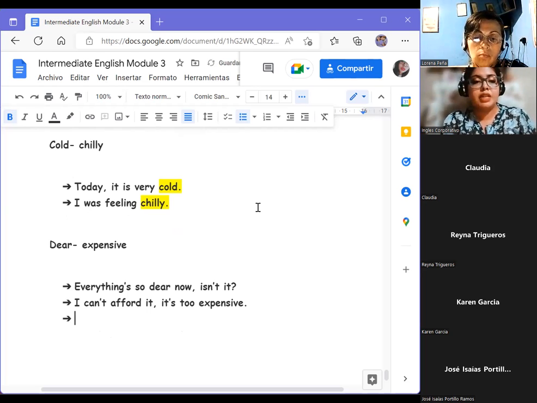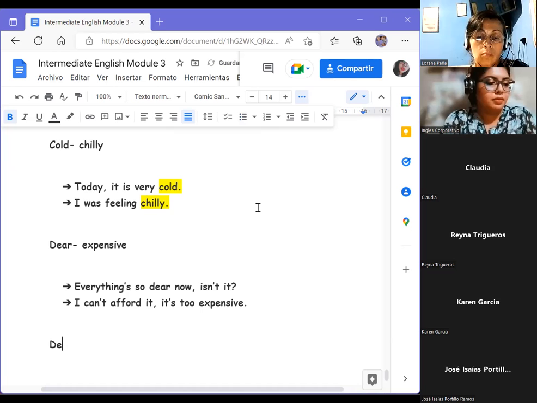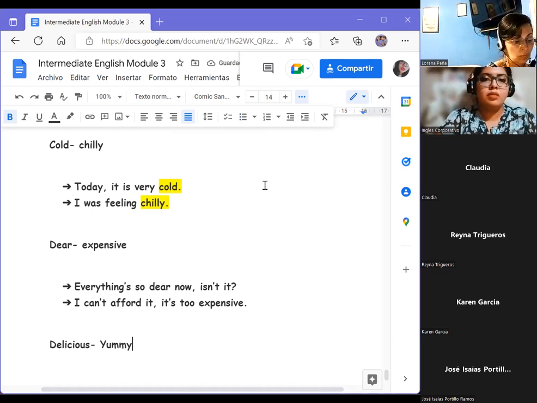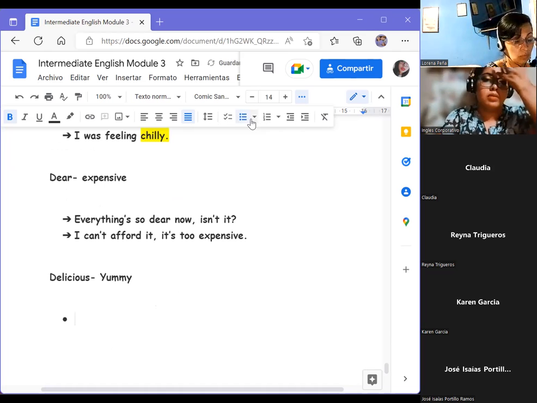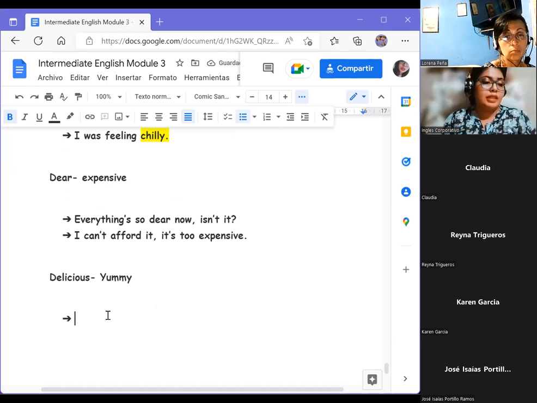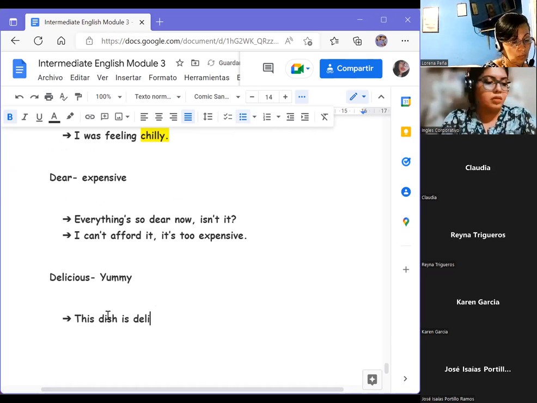Then we have delicious and yummy. This dish is delicious with cream. These biscuits are yummy.